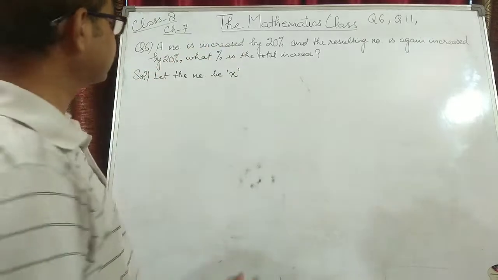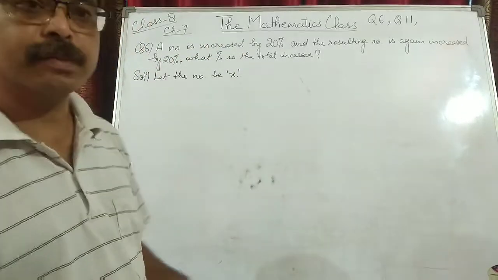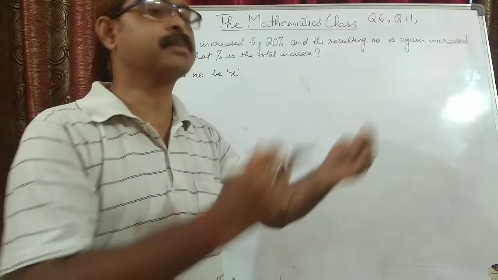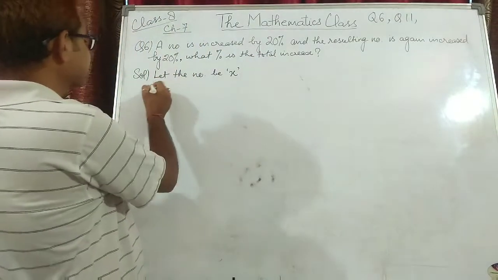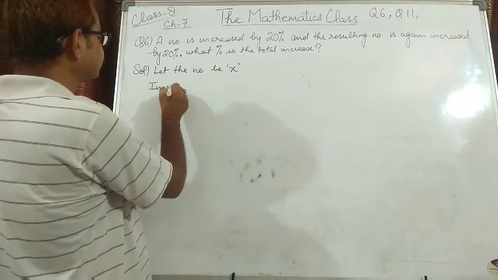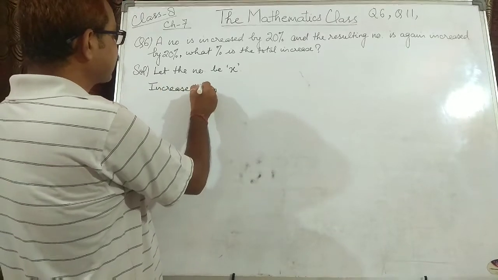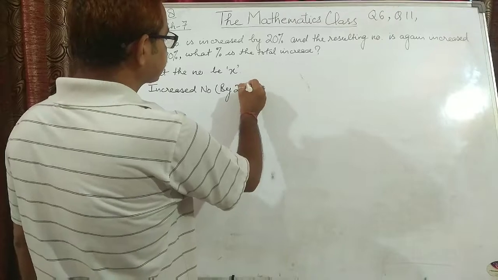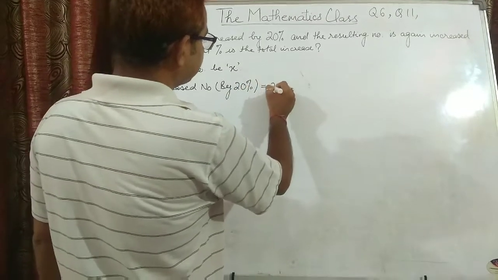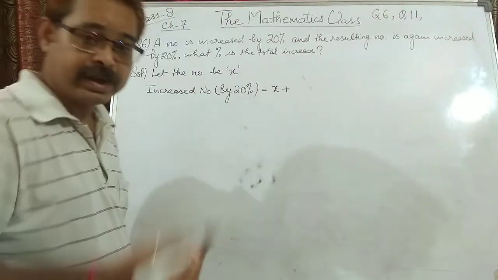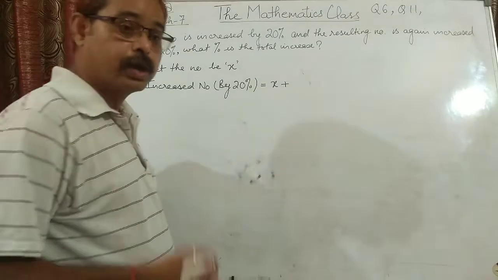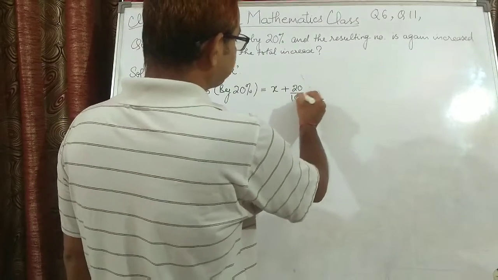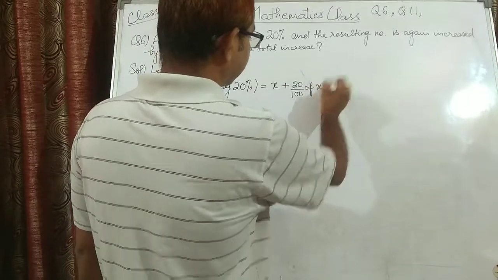Now it is increased by 20%. When you are increasing a number by 20%, what happens? Number plus 20% of it. So the increased number is the original number plus the increment, and the increment is 20% of the original number x.